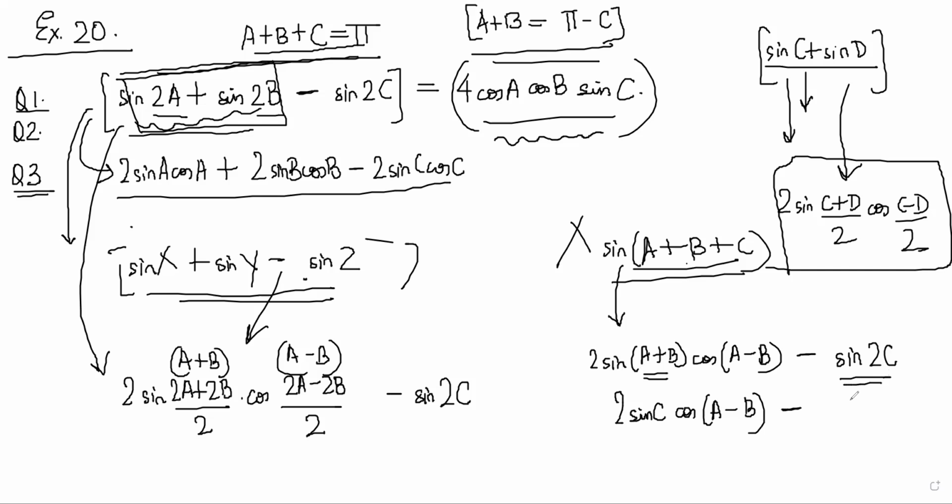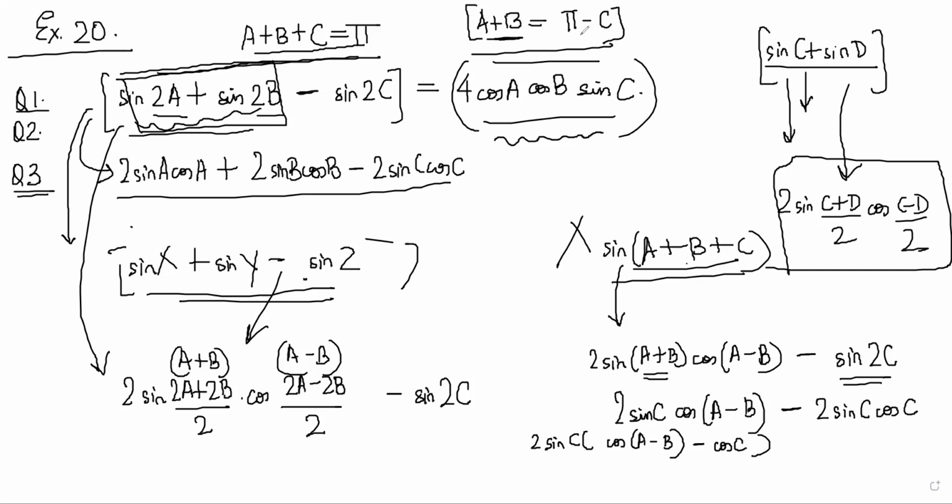What can you do to this? Sine 2c can be written using the double angle formula: 2 sine c cos c. Yes, sir. So can you take something common now? Yes, sir. 2 sine c. So 2 sine c is common. So now the bracket inside has cos of a minus b minus cos of c, right? Yes, sir.